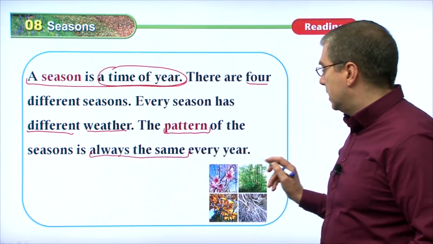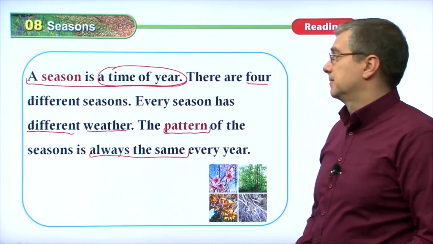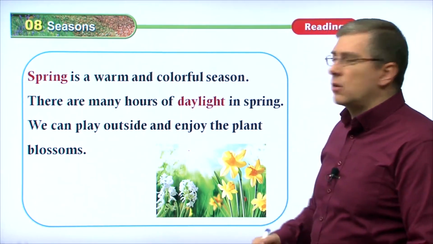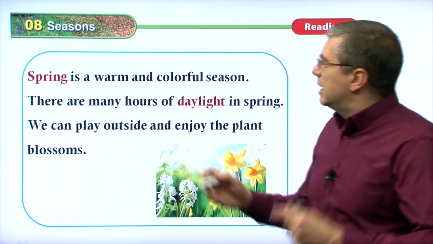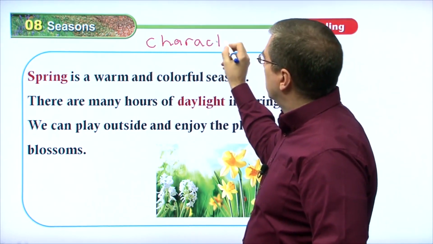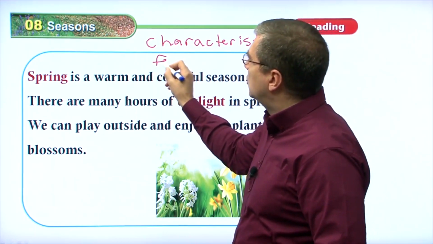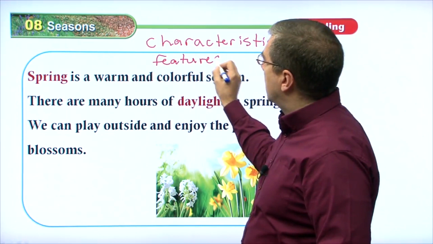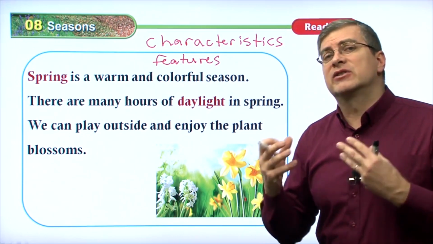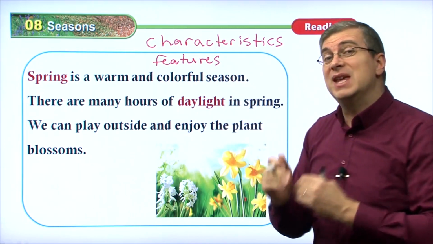Okay, of course we have spring, summer, fall, winter. That always happens. That's always the same. Doesn't change. Let's talk about the different seasons then. What are the characteristics? The characteristics or features of each season. One is a little bit of a long word, characteristics. Characteristics is the same as features. In other words, what can we say about each season? How can we describe each season?